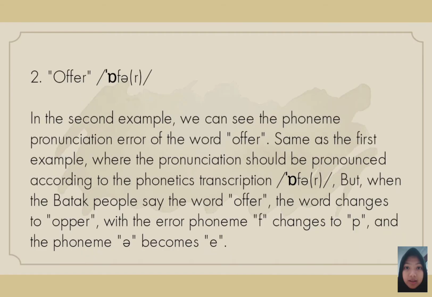Upper. The next example is when my brother said over. In the second example, we can see the phoneme pronunciation error of the word over, same as the first example, where it should be pronounced according to the phonetic transcription. But when my brother says over, the word changes to upper, with the error that the phoneme F changes to P and the phoneme E becomes A.